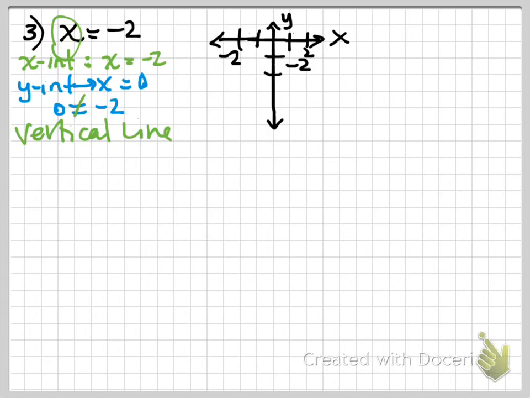So my x-intercept is at -2, and the only way for this not to cross the y-axis is to be parallel to it. So that gives me that vertical line.